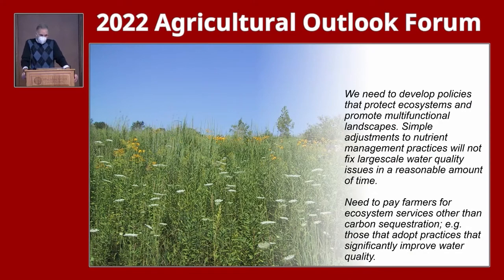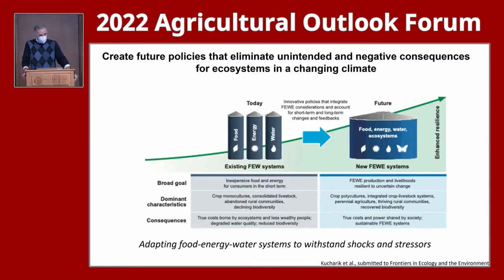So I just want to leave you with a couple of thoughts. I think we need to develop policies that protect ecosystems and promote multifunctionality in our landscape. Simple adjustments to nutrient management practices will not fix these issues in a short period of time. And I think we need to be getting creative about paying farmers for other ecosystem services other than carbon sequestration or carbon credits. I think water quality is right there for the taking. And lastly, for those of you involved in policy decision making, I would challenge you to think about coming up with more creative policies that eliminate the unintended and negative consequences for ecosystems in a changing climate.